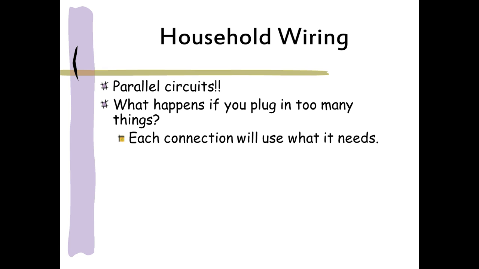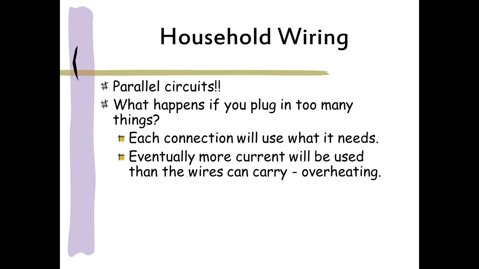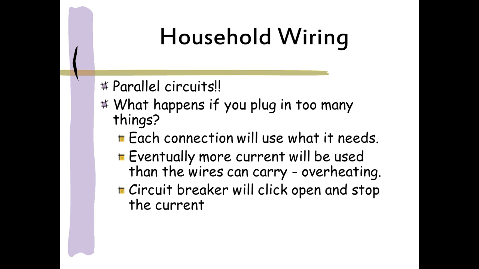The reason why is because it's not a perfect parallel connection. There is only so much push that is coming into your house, and so if it's spread out over too many very, very high wattage appliances, then it can cause that slight dimming to happen. So eventually, more current will be used than the wires can carry, and that's when you have overheating. That's when you can have house fires.